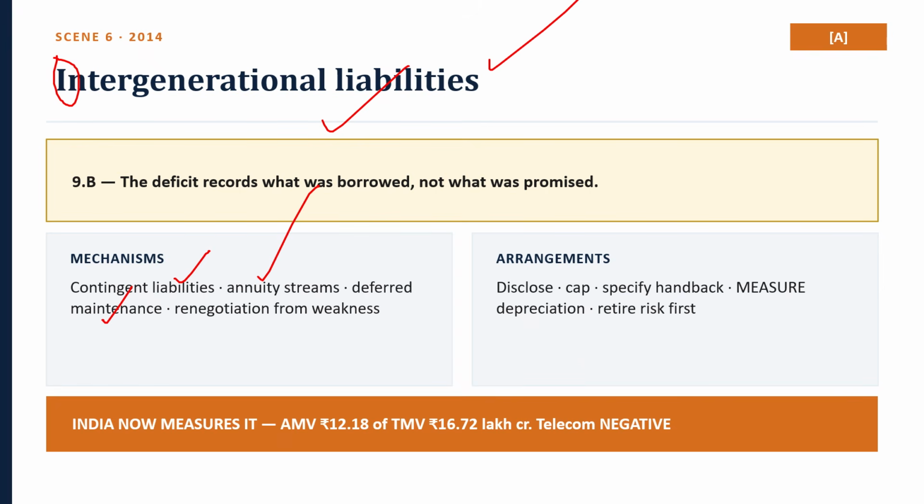And the fourth one is renegotiation on the state's weakest ground.